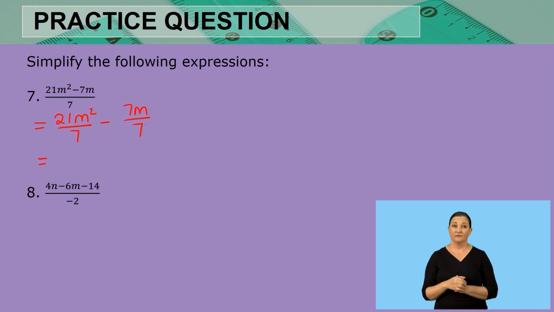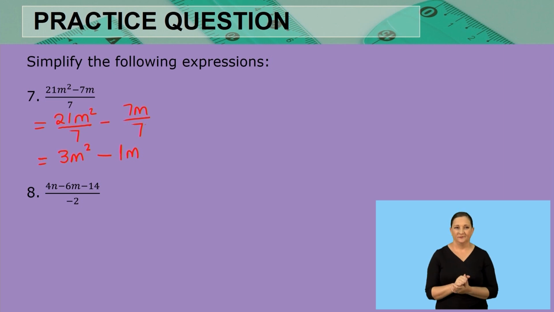And as an answer there, we are going to divide the integers but leave the variables as they are. So that is going to be 21 divided by 7, that is 3m squared, minus, and then we have 7 divided by 7, which is 1m. And that is our final answer. Let's go on to number 8.